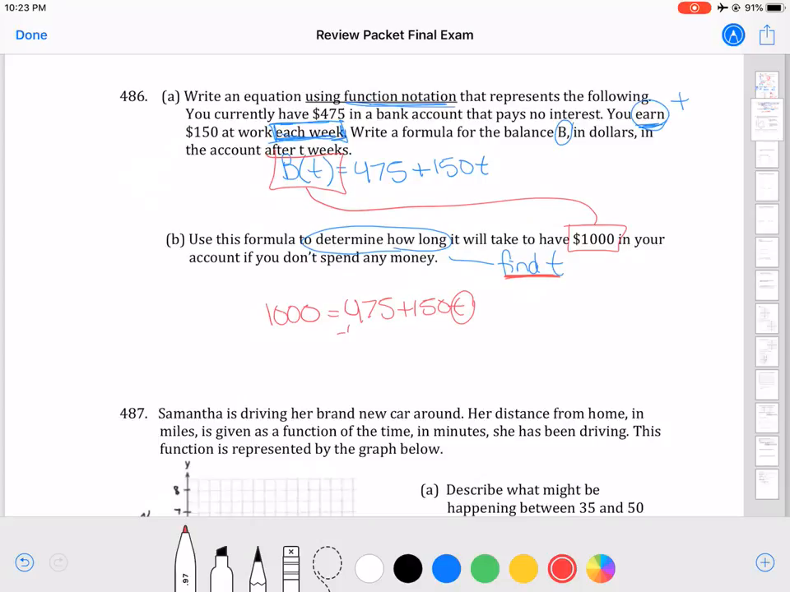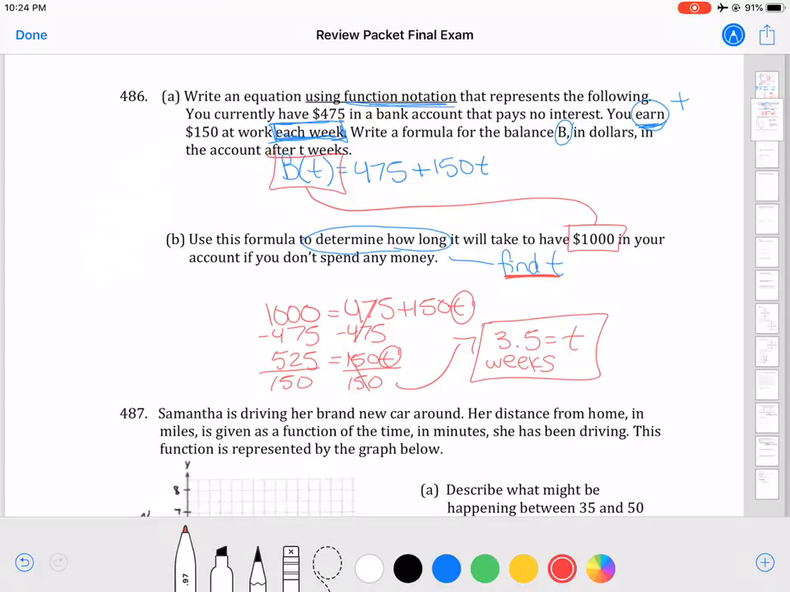So you still get rid of what's being added or subtracted first. I'm going to subtract that 475 from both sides, and it'll end up canceling out on the right side. And on the left side, 1,000 minus 475 is 525. That's going to be equal to 150T. T is still not alone, but we are almost there. It's being multiplied to 150. So to get rid of 150, I have to divide by 150 on both sides. So 525 divided by 150 is 3.5, and that's going to be equal to T because those 150s canceled. So my answer is going to be 3.5 weeks it takes for the balance to be $1,000.